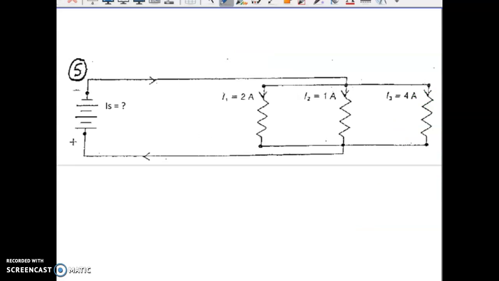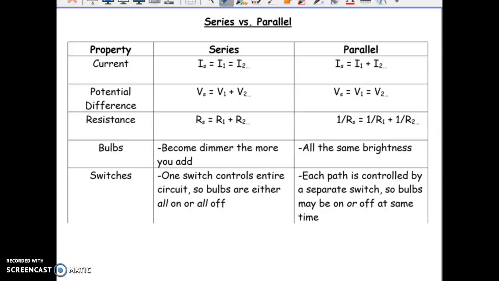Okay, we're looking for the total current in this case. This should be pretty straightforward. Okay, so we have 2 plus 1 is 3, plus 4, which gives us 7. Okay, now that's the end of the parallel circuit problems.